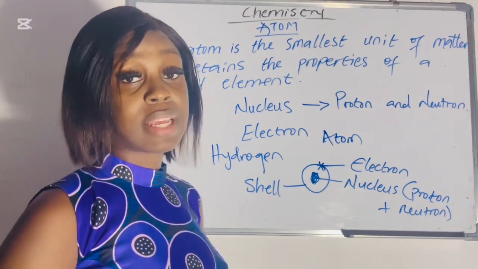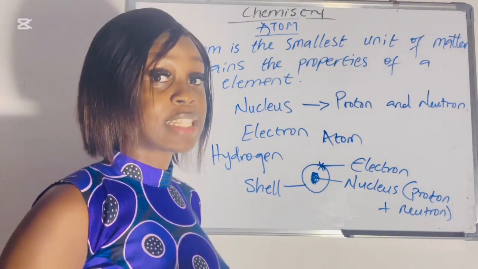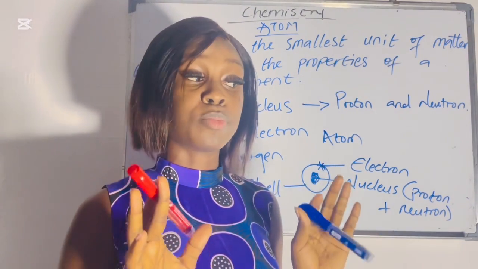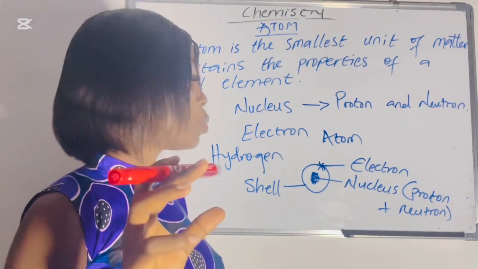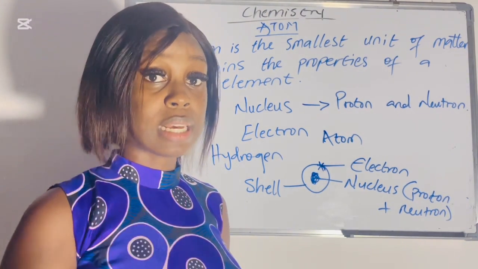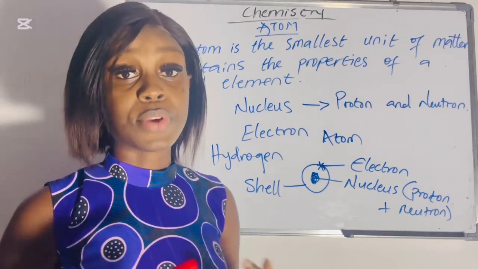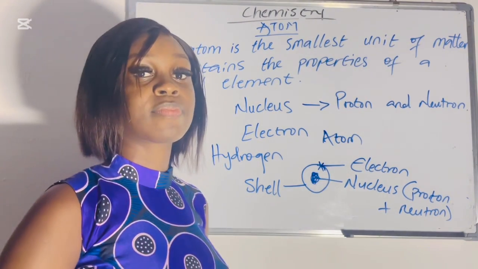Once you are familiar with the elements, in my next class I'm going to teach you how to be more familiar with at least the first 20 elements and their atomic numbers. Because once you're familiar with these elements and their atomic numbers, then you can easily recognize your atom.